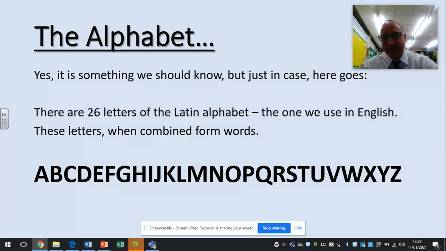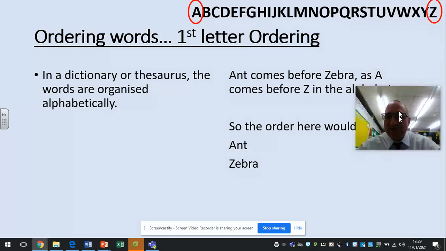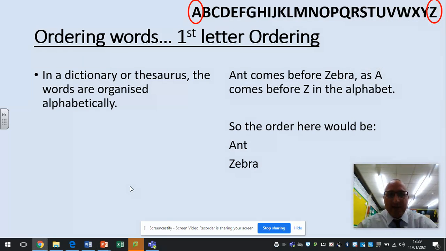So, the next part of this is actually being able to order using the alphabet. So, if you get a dictionary or thesaurus, the words that you're looking for in there are always organized in alphabetical order. So let's have a look at the example here. Ant and zebra. Ant comes before zebra as A comes before Z in the alphabet. So the order here would be ant and then zebra. You can see that I've circled the A and the Z on the alphabet at the top.